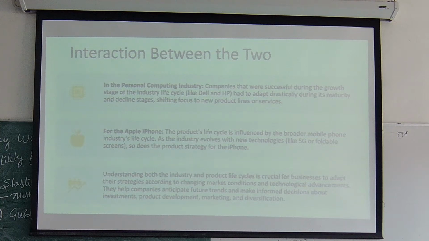For example, the PC industry, when it was expanding and growing, companies like Dell and HP had to come up with new product lines. Then for the Apple iPhone, the current phone has 5G technology working in it, which was not working before, right? I think from the 13 onwards 5G is working. Before that I don't think 5G was working on the phone. And it also depends on the industry life cycle, how it's going on, right?